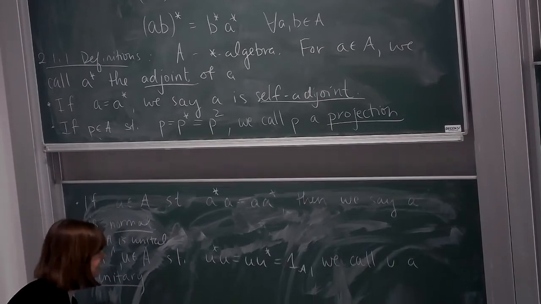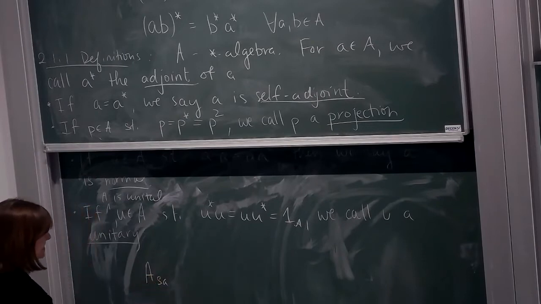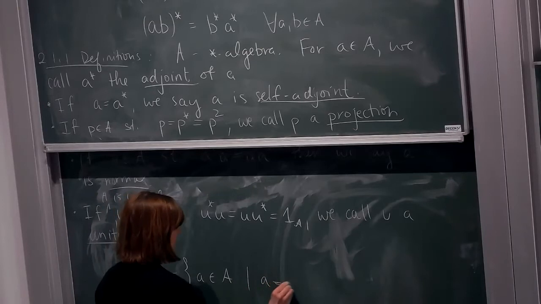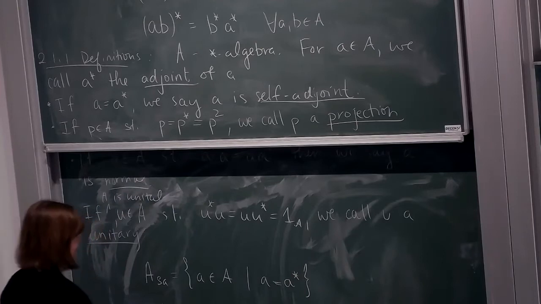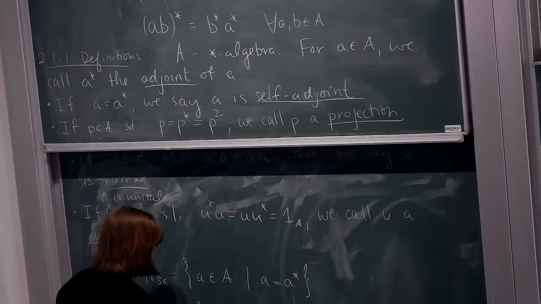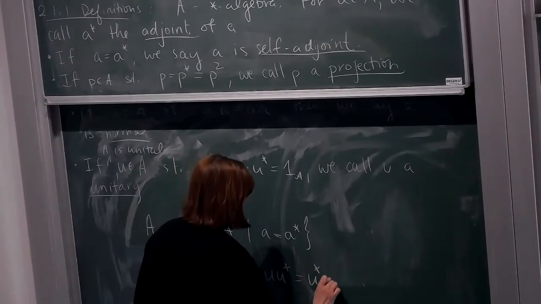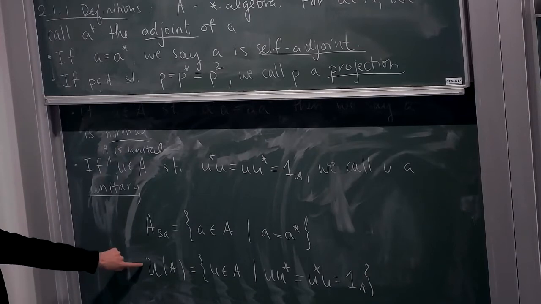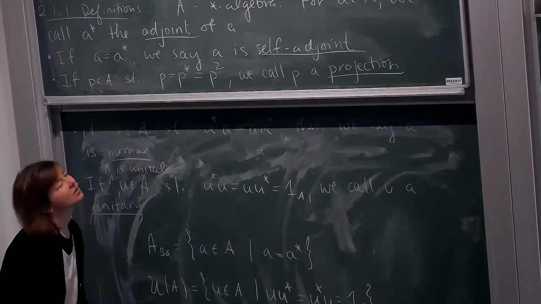And as notation, I will denote by A subscript SA all those elements in A which are self-adjoint. And I will denote by curly U of A all those elements in A which are unitary. And again, that requires of course that A itself is unital, or that doesn't really make sense. Okay, so that's a star algebra.